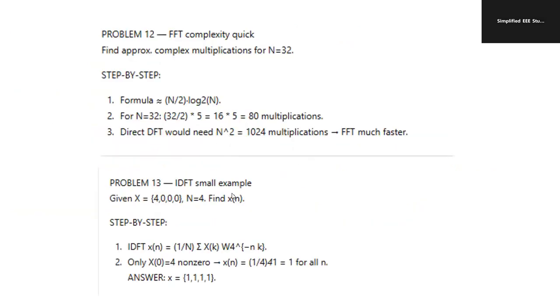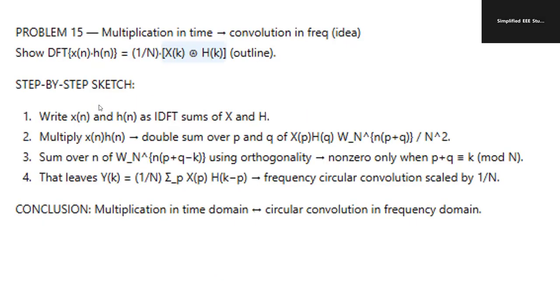Similarly, computation of IDFT. Okay, IDFT you are supposed to compute. It is very important. So X is given. The N order is also given. N is equal to 4. Find x of n. So the x of n formula you are supposed to recall. Then put X of 0. Then ultimately you will be getting X all are 1 only. That means x of n equal to 1 by 4 into 4, that is equal to 1. The answer is 1 for all.